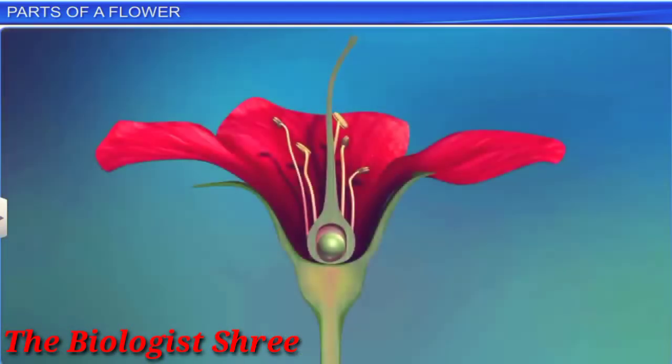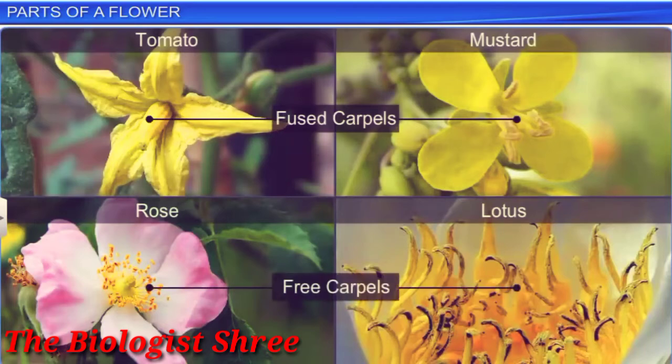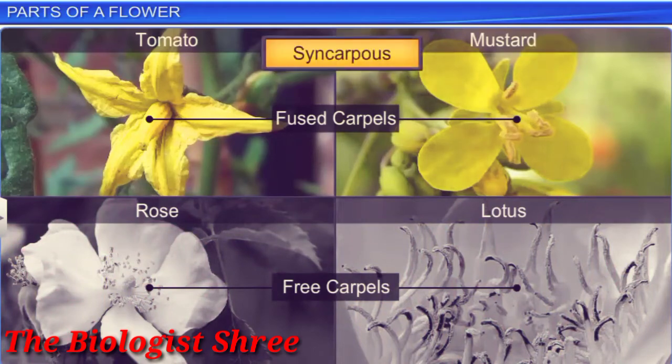Now the innermost whorl is the gynoecium. It consists of one or more carpels, which are the female reproductive organs of a flower. The carpels can be either fused or free. For example, in tomato and mustard, the carpels are fused and are called syncarpous, while in rose and lotus, the carpels are free and are called apocarpous.